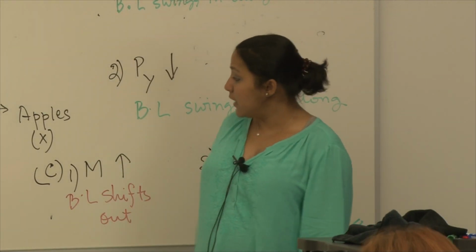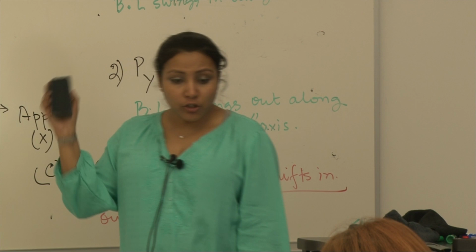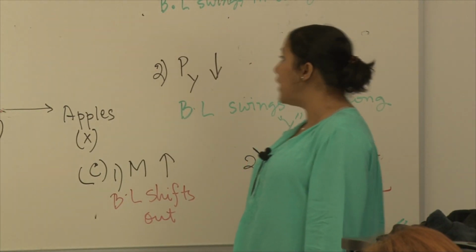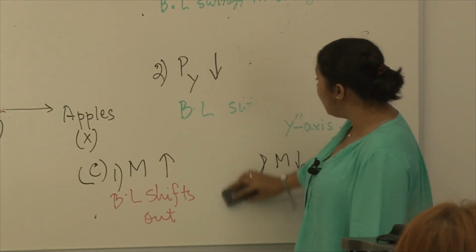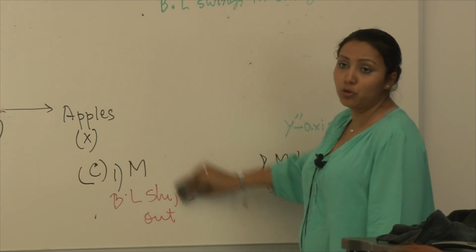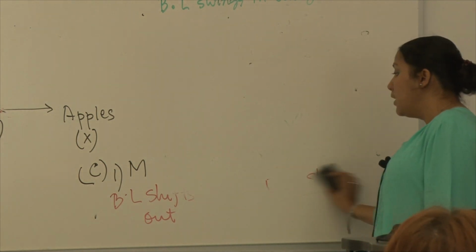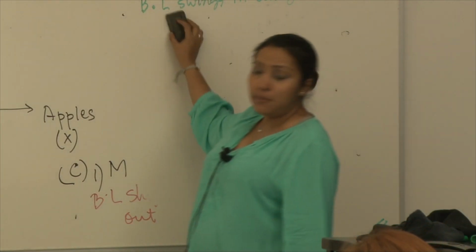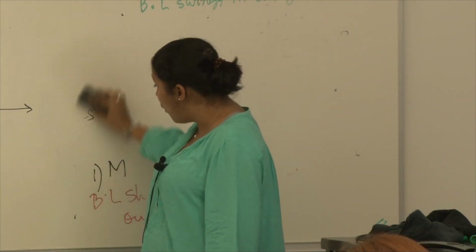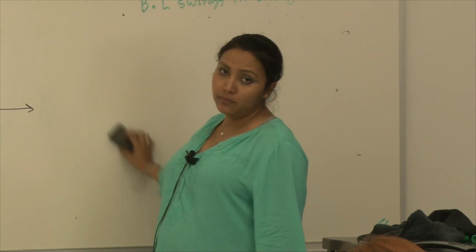Now, one last case, and I am not writing this, I am just asking you: what do you think will happen if everything changes in the same proportion? The price of x is changing, the price of y is changing, and money income is also changing, but they are all changing in the same proportion.